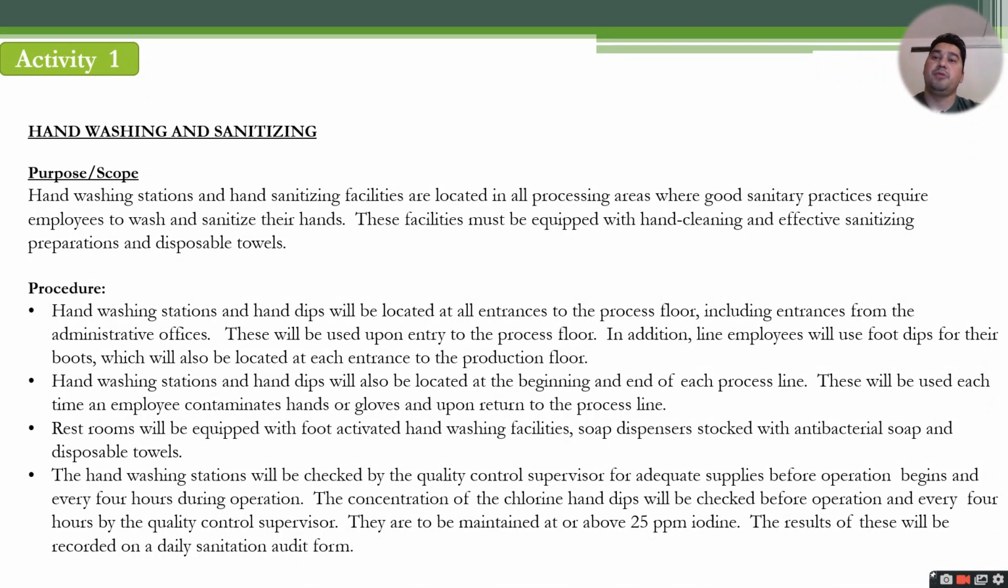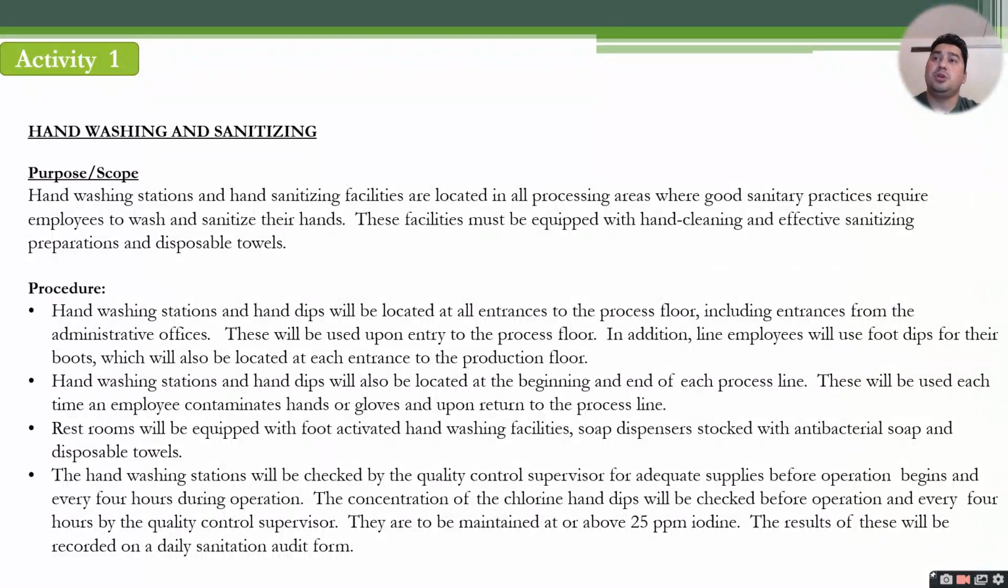Restrooms will be equipped with foot-activated hand washing facilities, soap dispensers stocked with antibacterial soap, and disposable towels. So hand washing and sanitizing facilities should be equipped with soap and sanitizing facilities. There should be a garbage bin where they will throw their used tissue, and after hand drying, they should use the sanitizer as well.